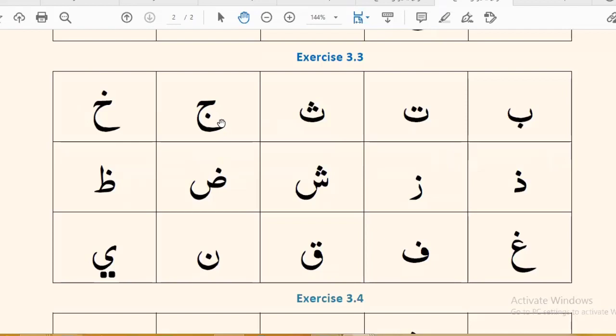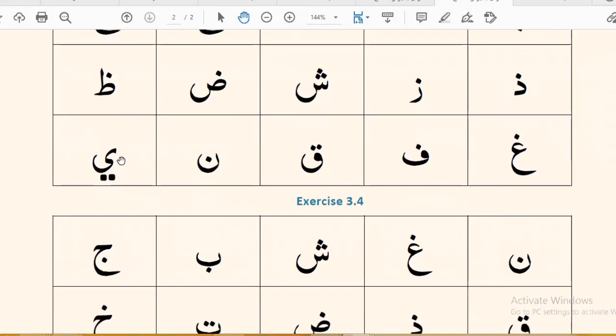So you can see in this letter, the position of the dot is in the middle of the letter, in the belly of the letter, whereas in this letter, the dot is on top of the letter. So that's how we can tell the difference. So this is Jim, and this is Kha. Excellent, good, well done. And this one is Ya. Excellent. And the 2 dots are found below the letter.